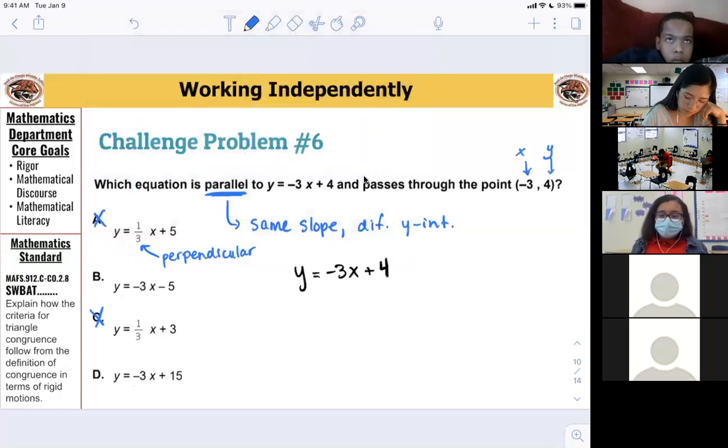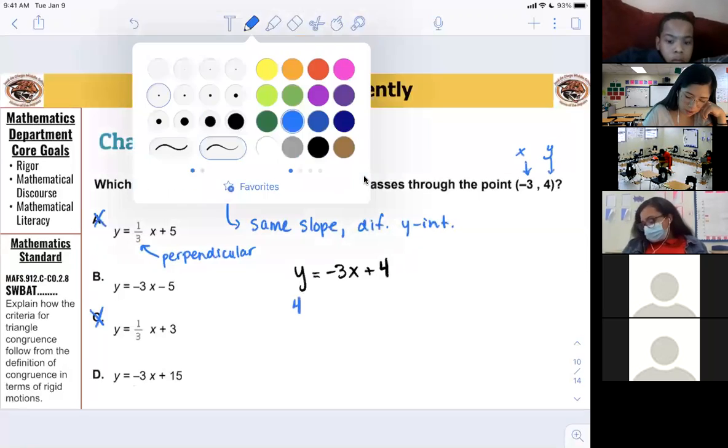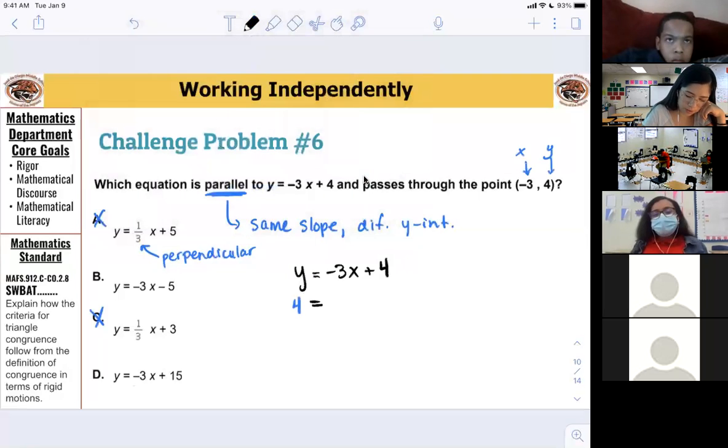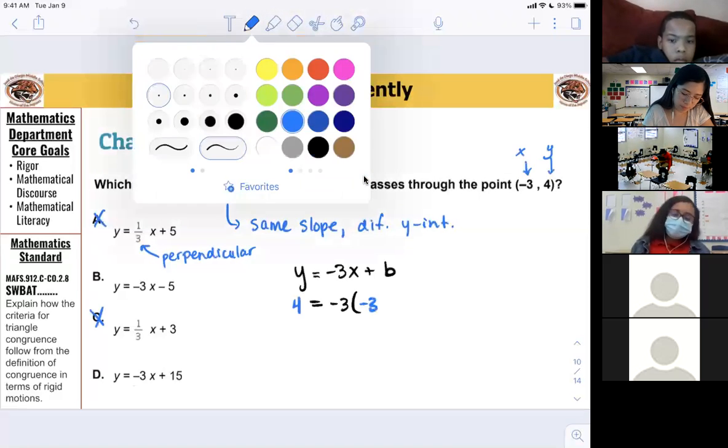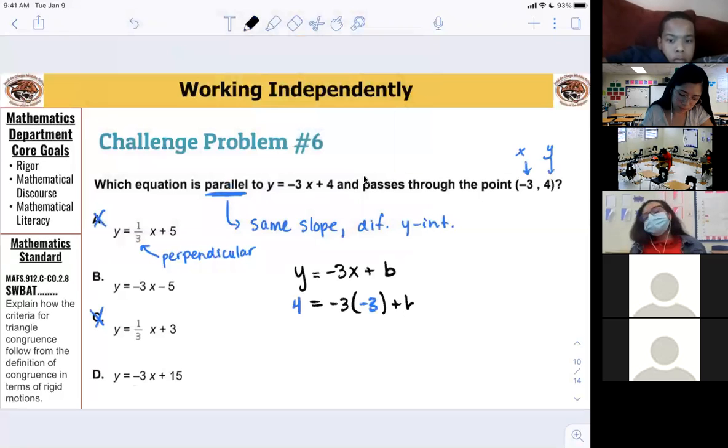Good. So I'm going to plug in the point. 4 equals -3 times -3 plus b. Oh, and I'm sorry, this is b, because what we're trying to figure out is b. We don't know b, so we're trying to figure it out. Okay, -3 times -3 is 9. And now I have to take that away from both sides.